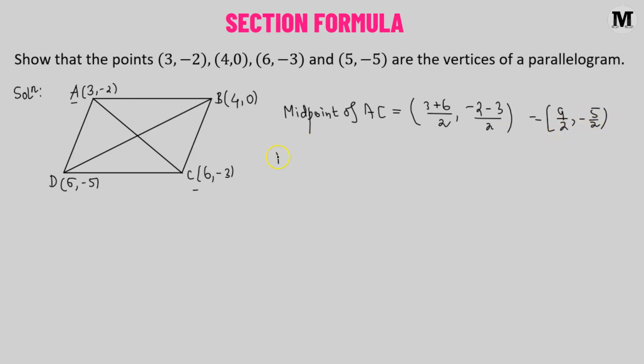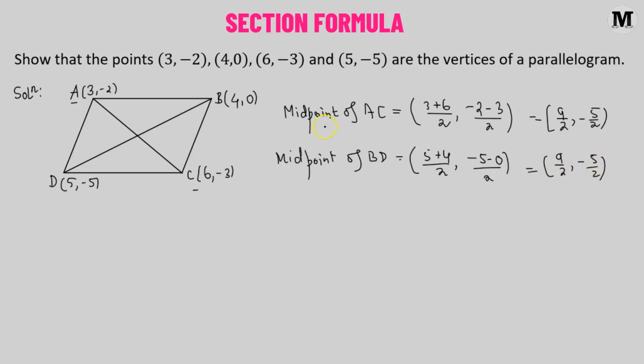Next, we'll try to find the midpoint of the other diagonal, which is the midpoint of BD. Let's add up the coordinates of the endpoints. So those are 5 and 4. So we have 5 plus 4 divided by 2. And then to find the y coordinate, we add up the y coordinates of the endpoints. So that's -5 and 0, and we divide it by 2. So that's going to give us 9/2, -5/2.